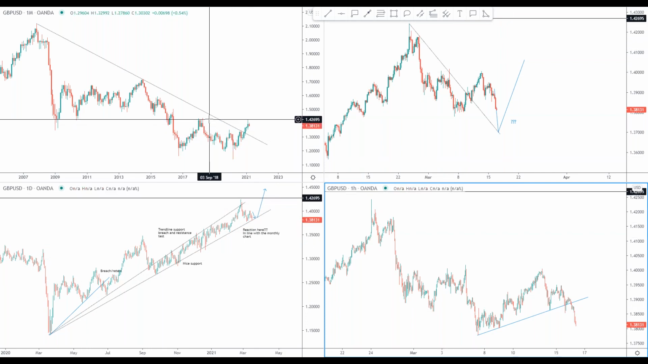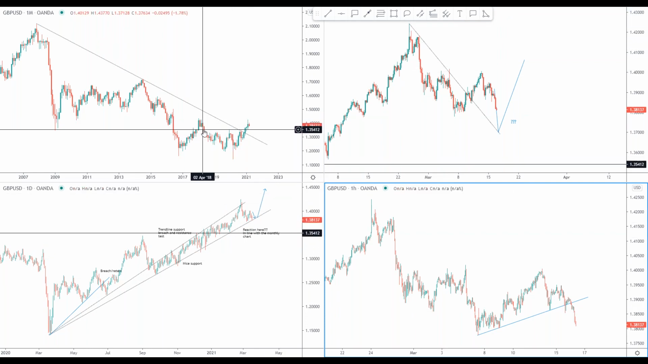Now look, guys, until we test this area here, I think it's the 1.4377 high in April 2018.